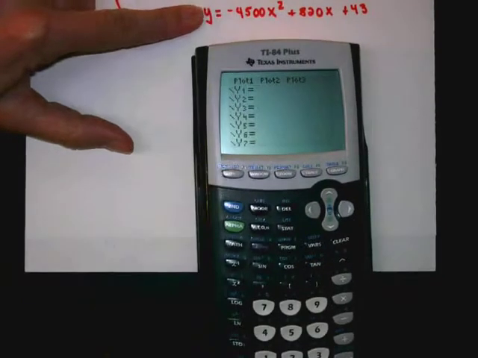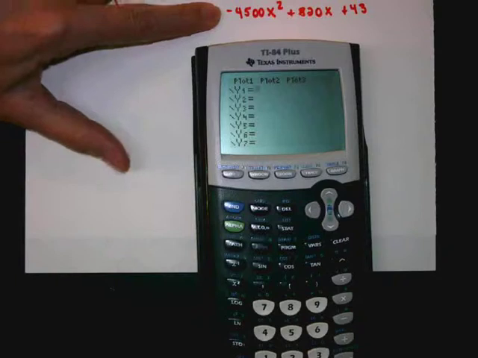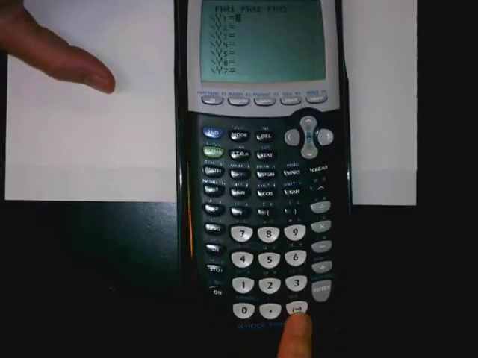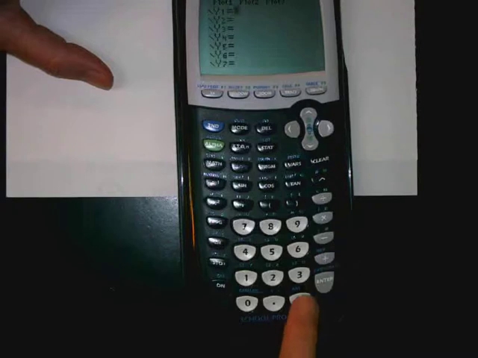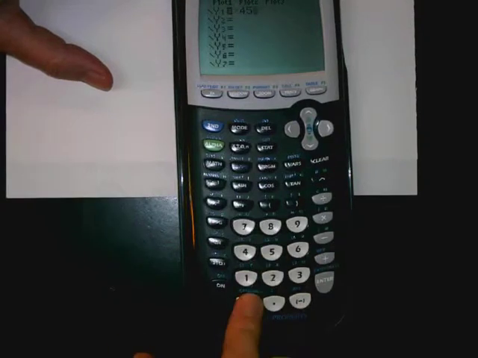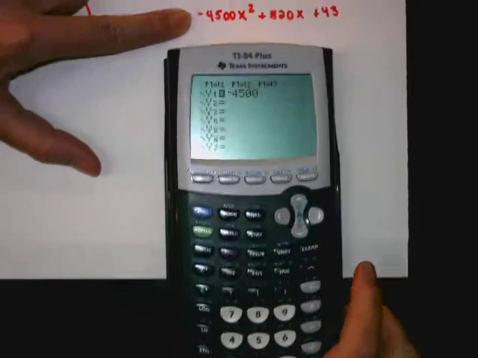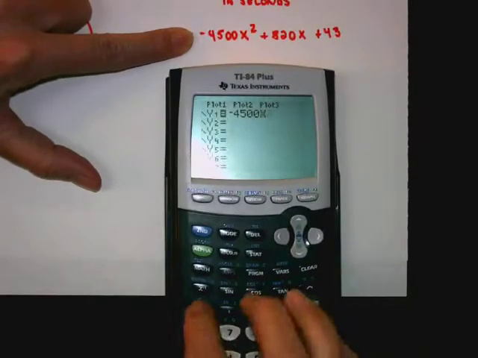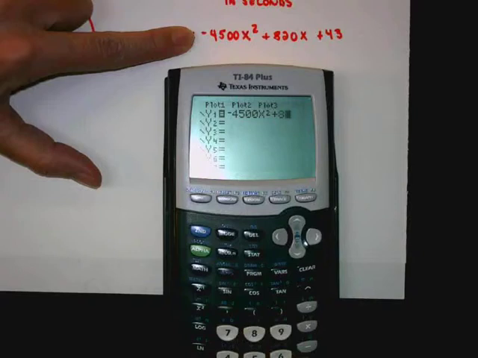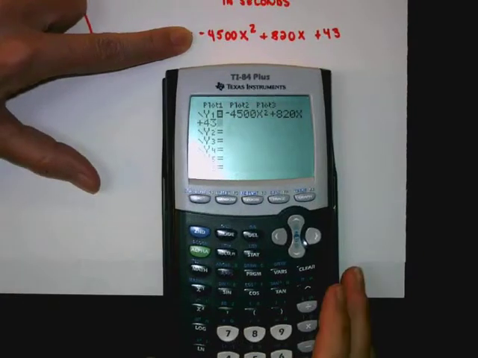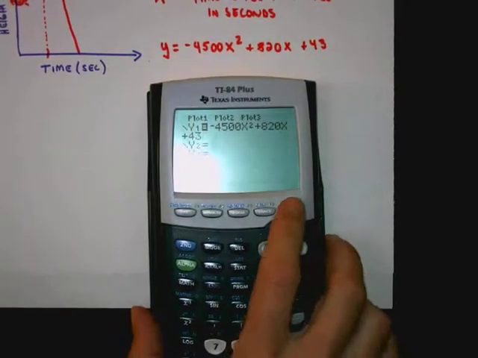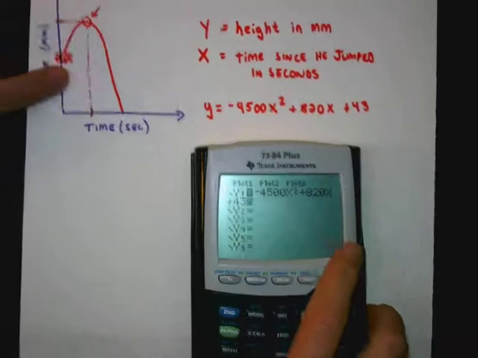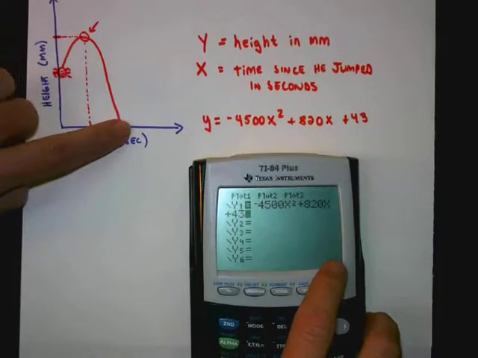Please be careful when you enter things. This negative sign out in front of the 4,500, you need to use the negative key down here, not the subtraction button. So we're going to enter negative 4,500 x squared plus 820x plus 43. So now we've entered the equation from our problem. And I'm going to hit graph and let's see what happens. And I'm expecting that I'll see a graph that looks something like this.